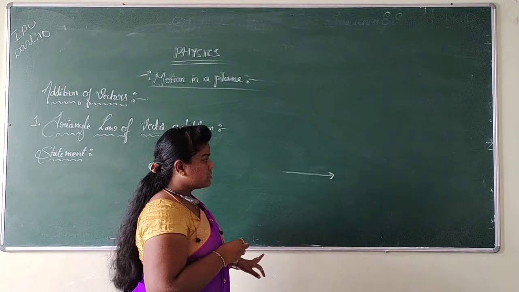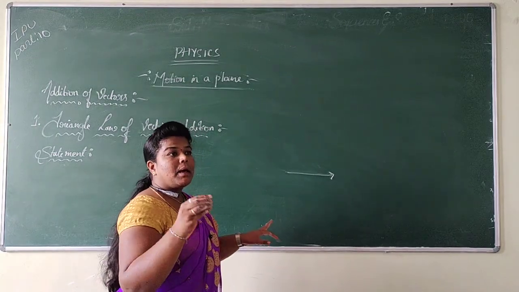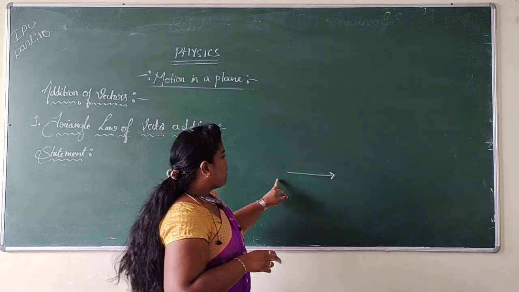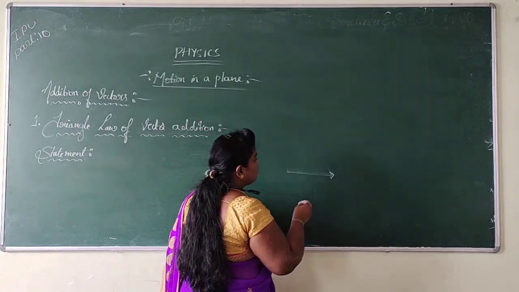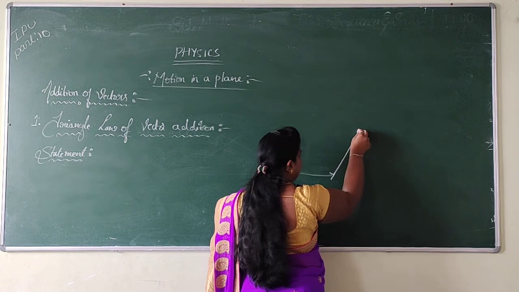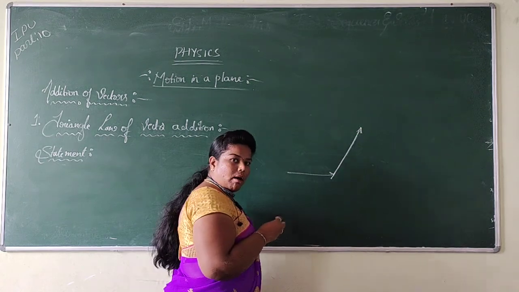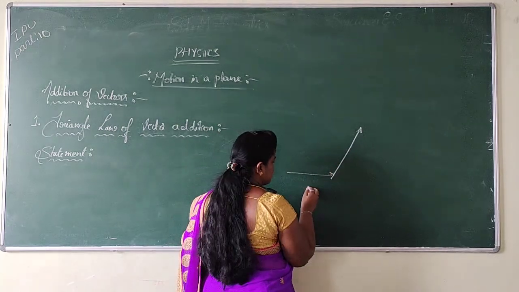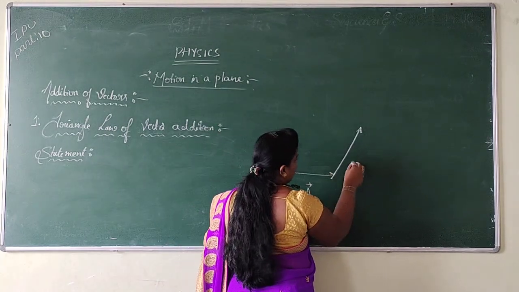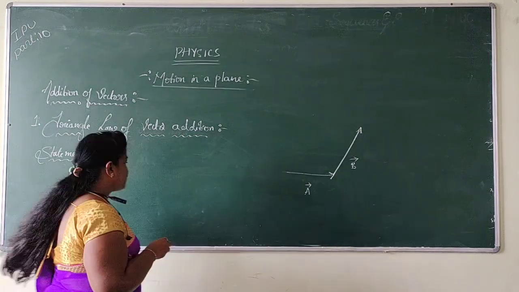So dear students, I am just considering if the two vectors represented by both magnitude and direction along the two sides of a triangle in the same order, then you can see here I have the two vectors. So these are said to be two vectors A and B. So I am just writing it here.